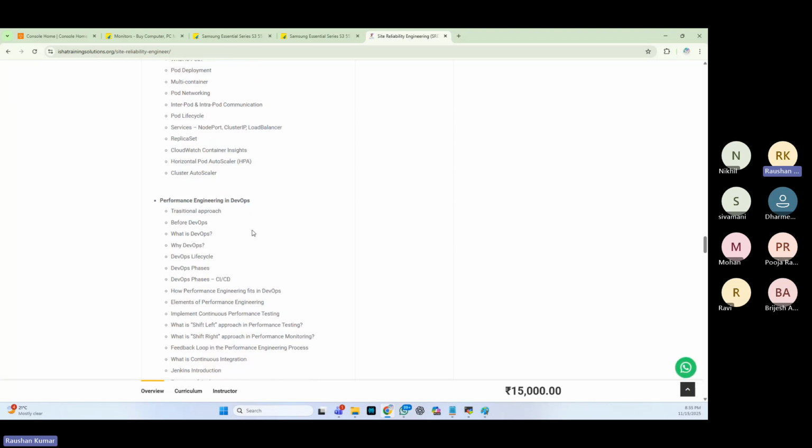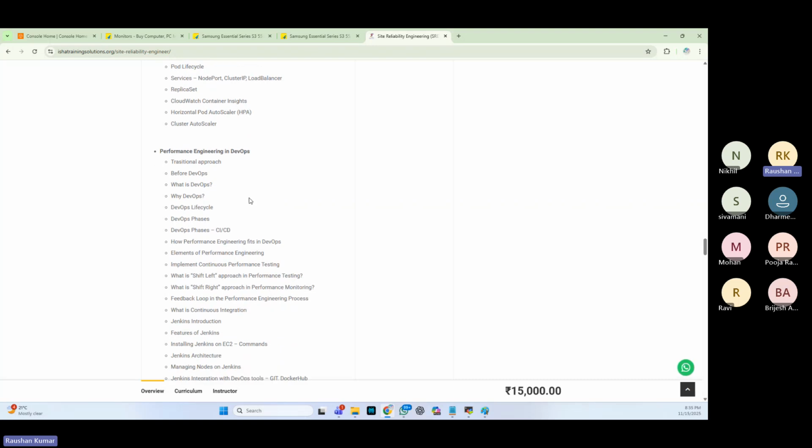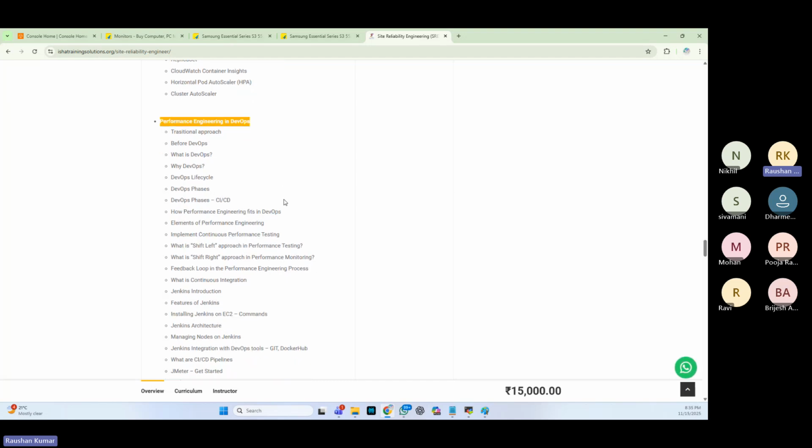Now we talk about automation, friends. We talk about how performance engineering fits in DevOps, and the roles of a performance engineer in DevOps. We talk about Jenkins in DevOps, automated code deployment, and CI/CD pipeline using Jenkins. We take the example of GitHub, Docker Hub, and Jenkins. Maven, Jenkinsfile, we talk about these things here.